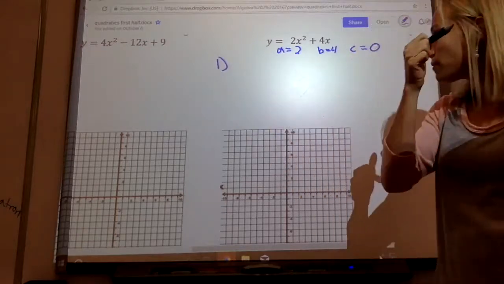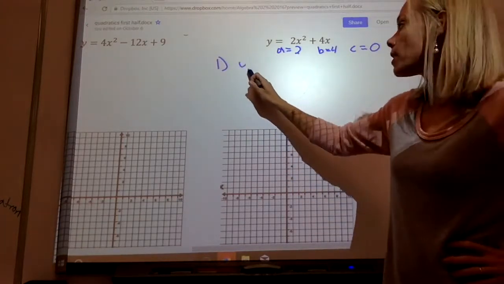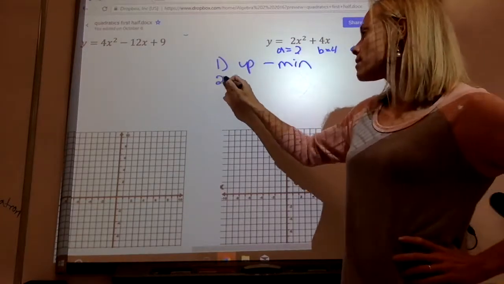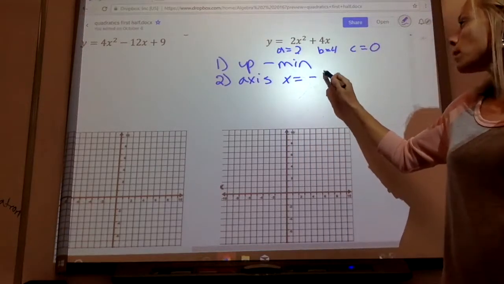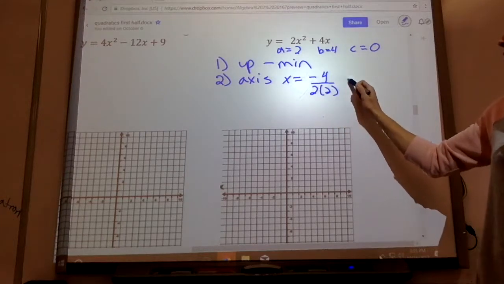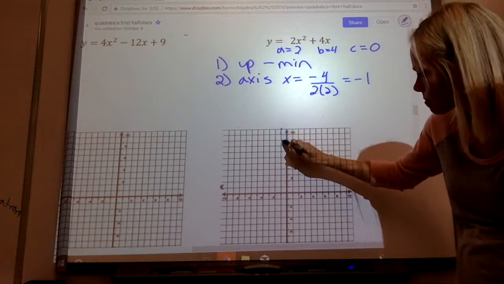Okay, so does this graph open up or down? A is positive, so up. Would that be a max or a min? Good. Axis of symmetry, negative b over 2 times a would be a negative 1. So I can graph that, negative 1.